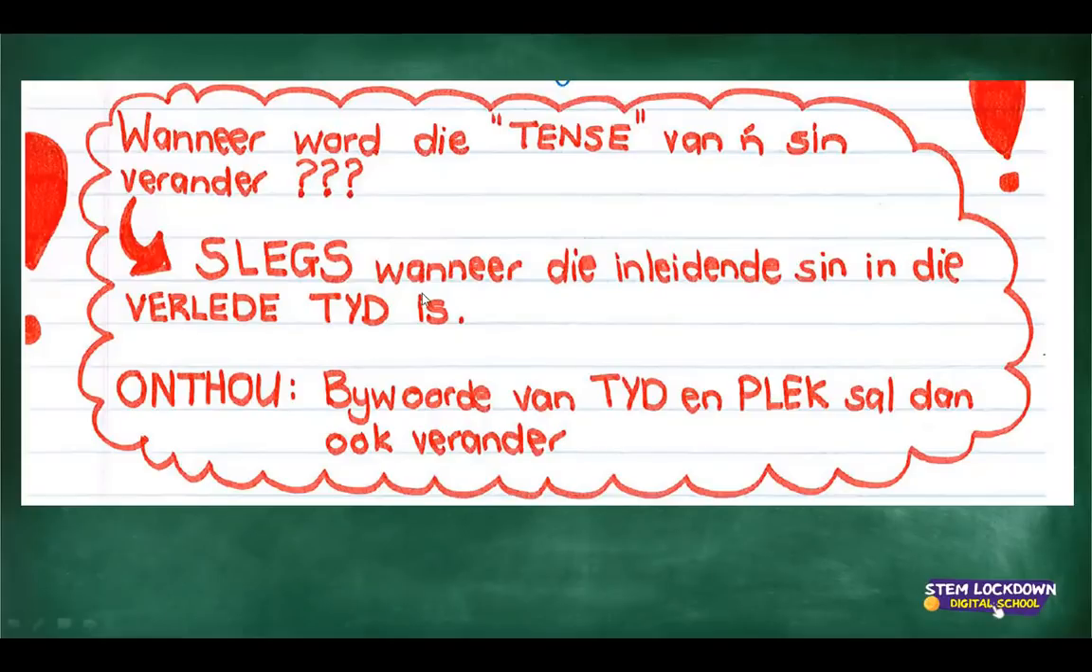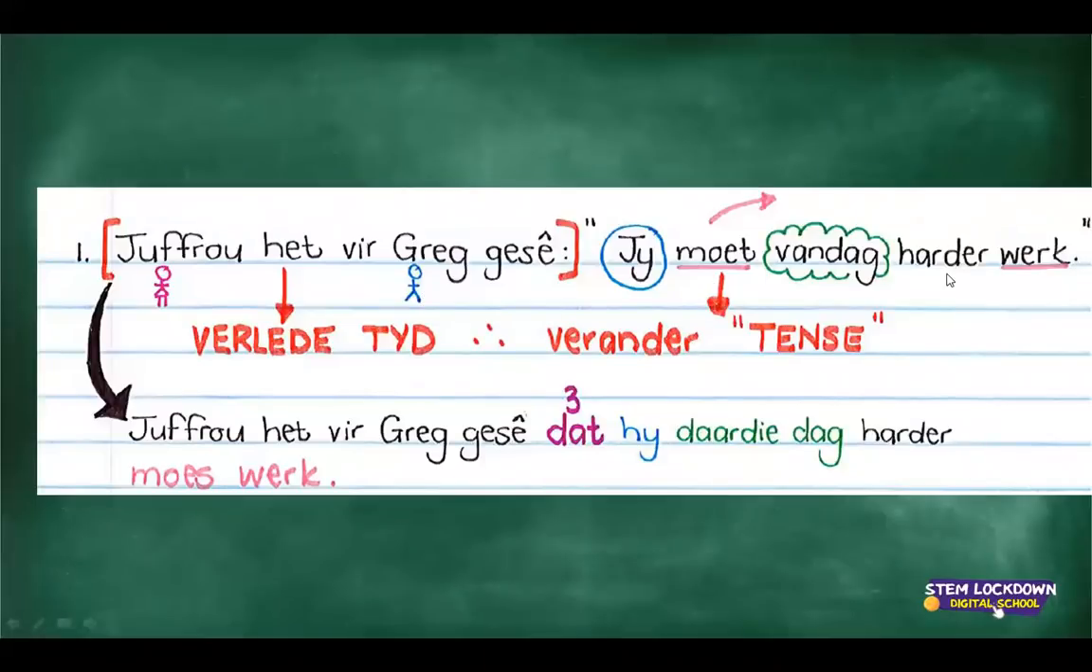So juffrou het vir Greg gesê, jy moet vandag harder werk. So now my introductory sentence is in the past tense. Okay. So this now tells me I have to change the tense. You never ever change the tense unless this is in the past tense. And you have to think to yourself, okay, when this is in the past tense, the sentence on this side also has to be in the past tense. They have to balance.